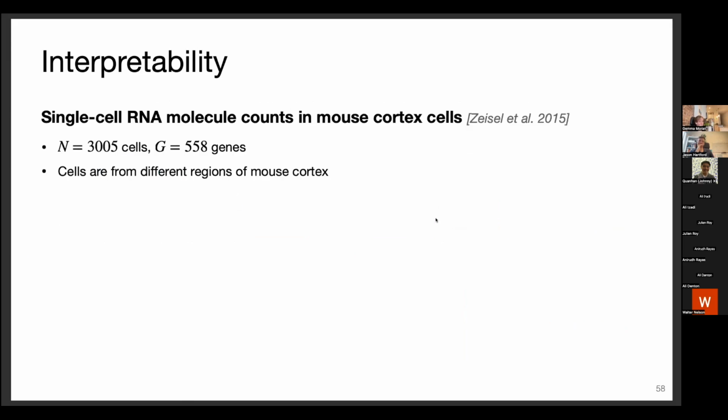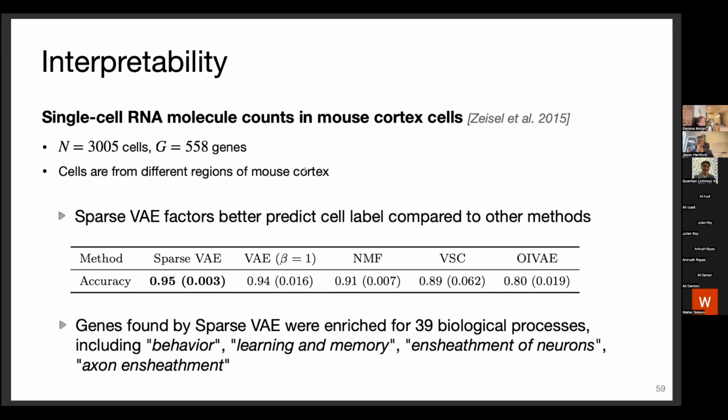We also look at, I guess I've called it interpretability. It's more like downstream uses of these representations. So we looked at this single cell RNA sequencing data set, where the cells are from different regions of the mouse cortex. So we extracted factors, and then on test data tried to predict the cell label from these factors. And we found that the sparse VAE did very well at trying to predict these downstream cell labels.